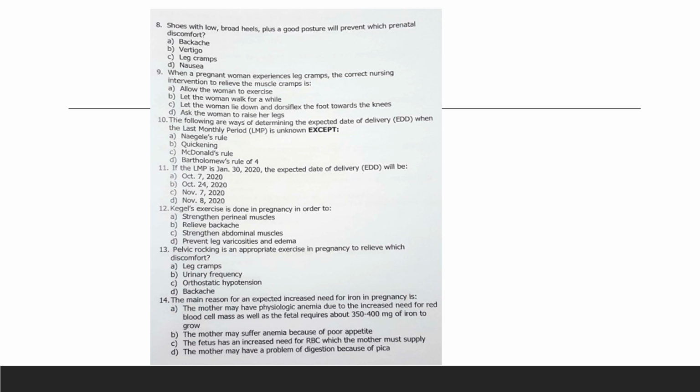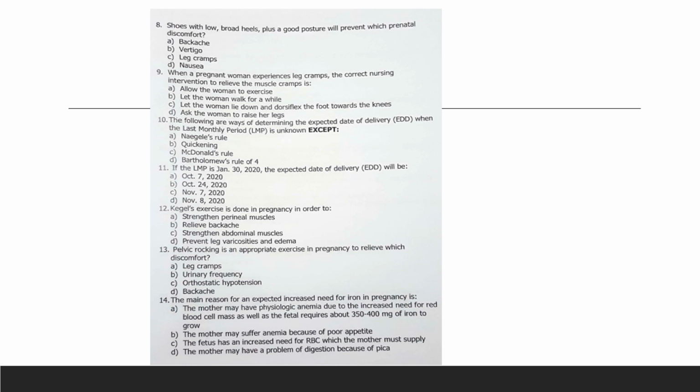Question 9 says, when a pregnant woman experiences leg cramps, the correct nursing intervention to relieve the muscle cramps is. The answer is D, ask the woman to raise her legs.